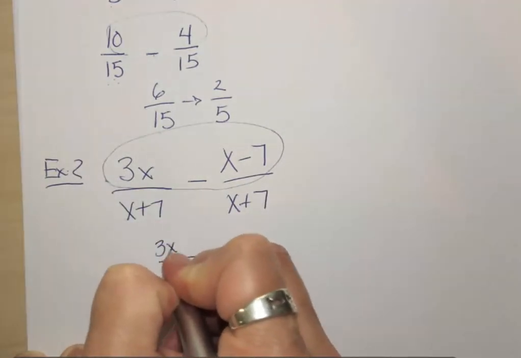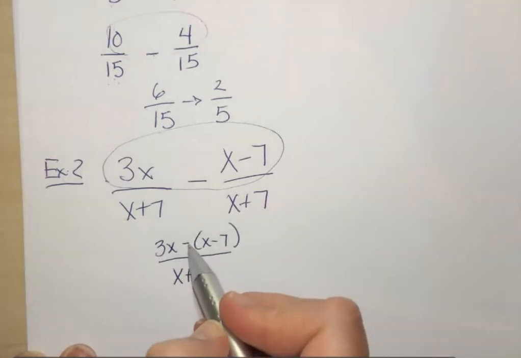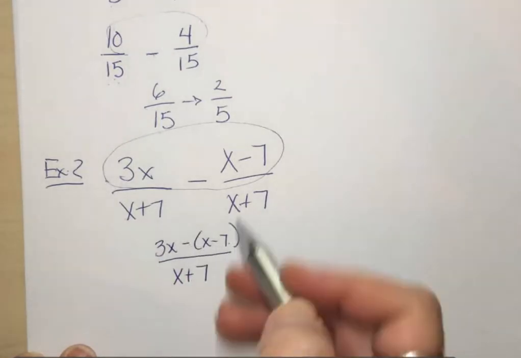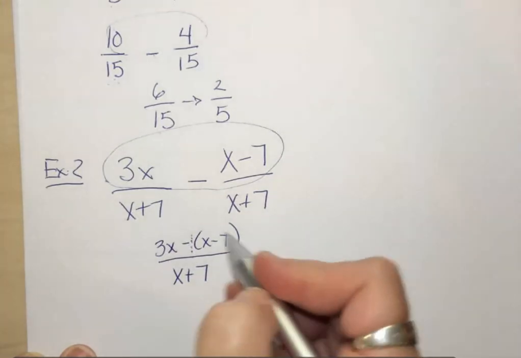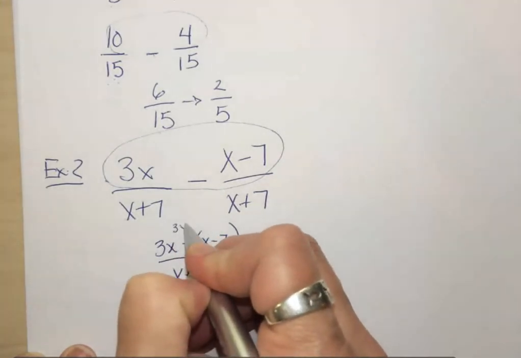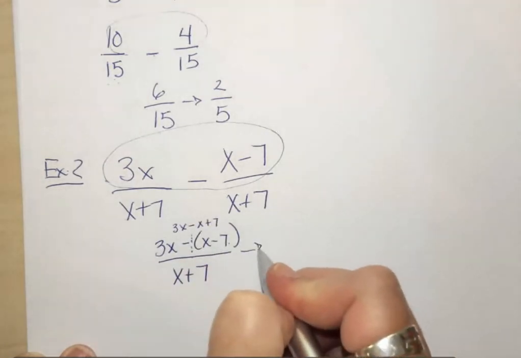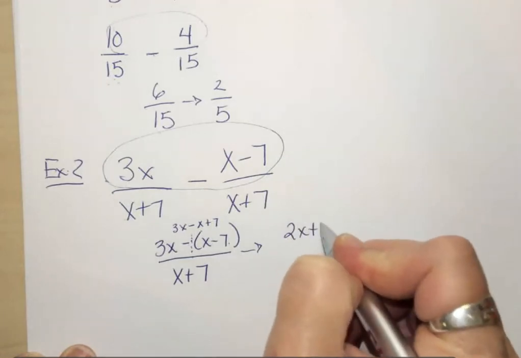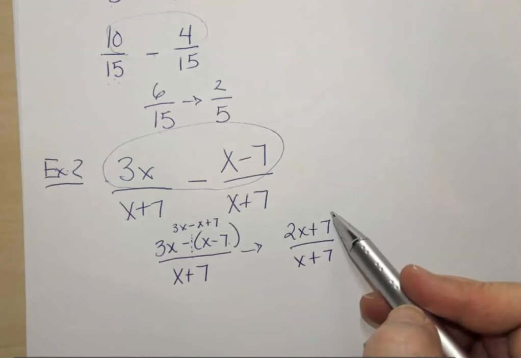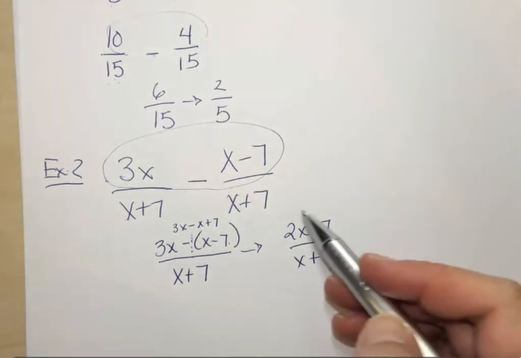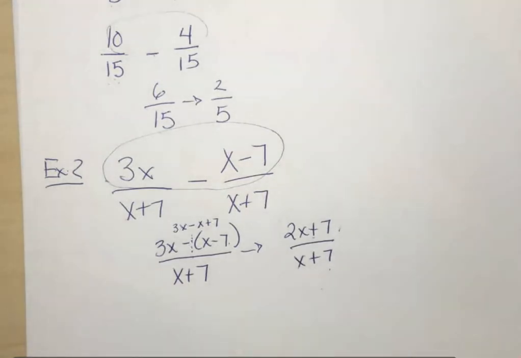So 3x minus (x minus 7). Now we have to be super careful because I'm subtracting that entire thing. So it's like putting a -1 there. So that really says 3x minus x plus 7. And so my answer would be 2x plus 7 over x plus 7. Now, I cannot cancel the 7's and the x because this is a package deal. It is a binomial. And so that is my answer.